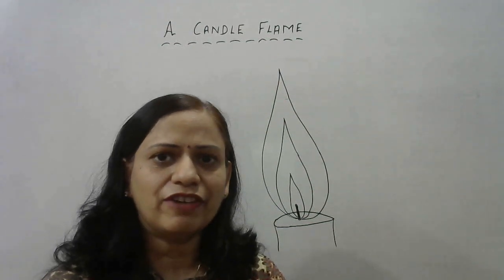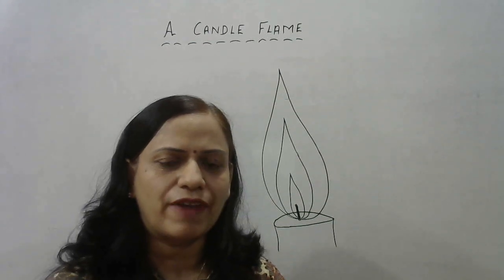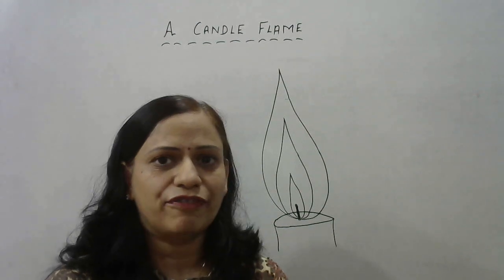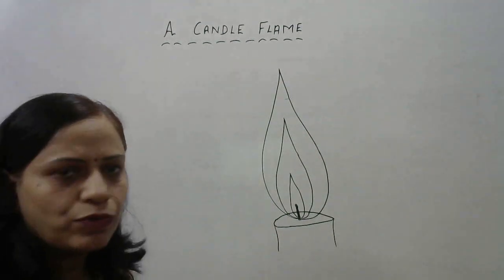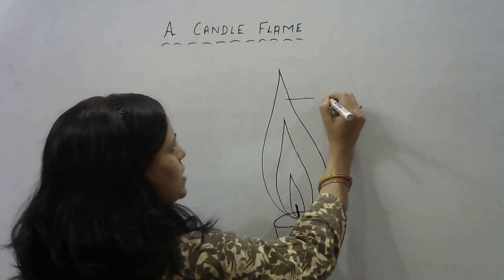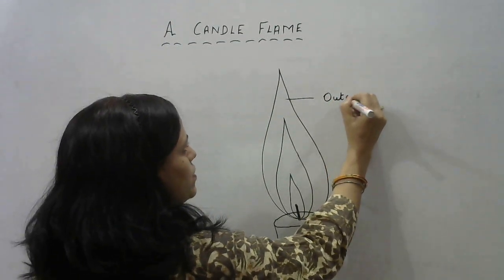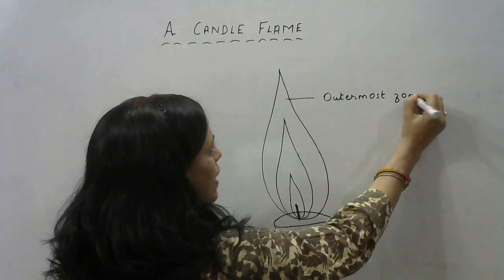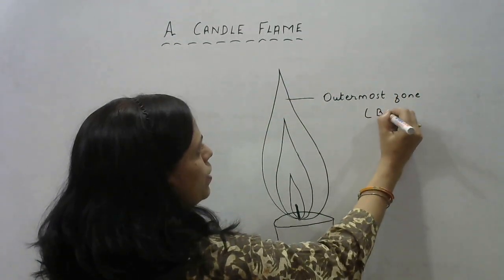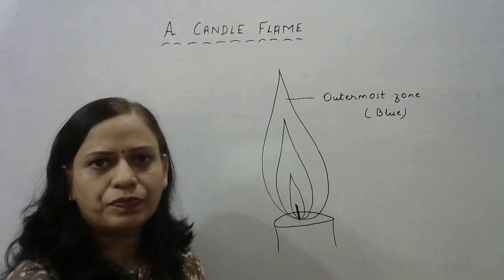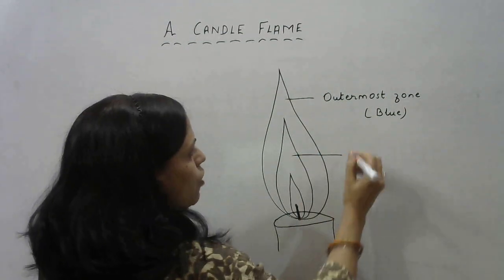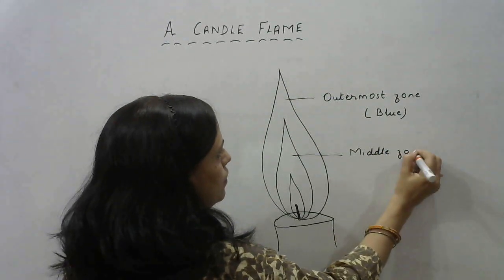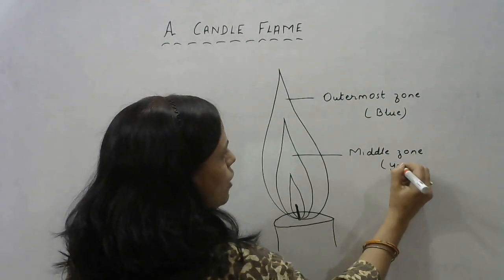If you observe the flame of a candle very carefully, you'll find three different colors in it. So there will be three different colors, that means three different zones. How do we name those zones? The outermost zone, the one at the outermost edge, is known as the outermost zone, and you'll observe that the color of this zone is blue. Then in the middle, obviously, will be the middle zone. The color here will be yellow or orange.